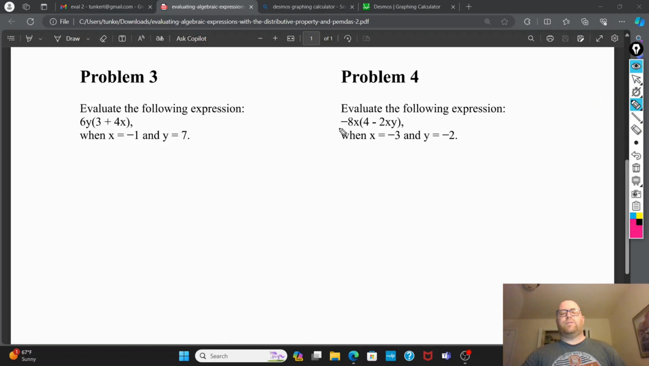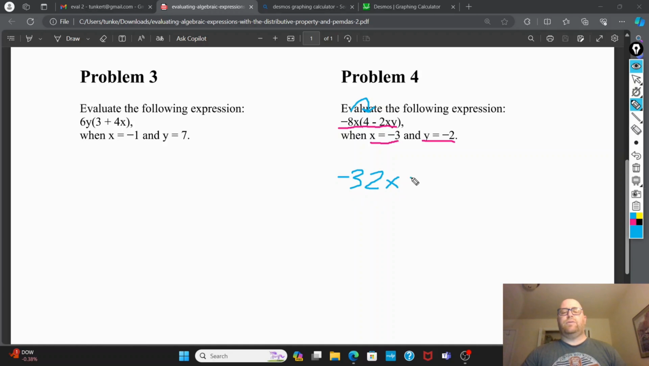So we've got this expression negative 8x times the quantity 4 minus 2xy when x equals negative 3 and y equals negative 2. I'm going to do the distributive property first. So I'm going to do negative 8x times 4. So that's going to give me negative 32x.